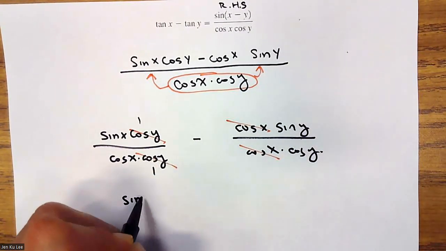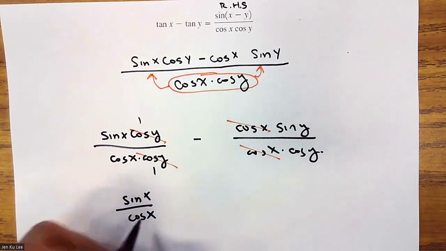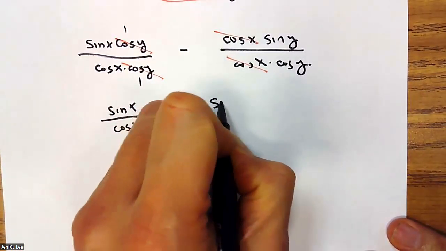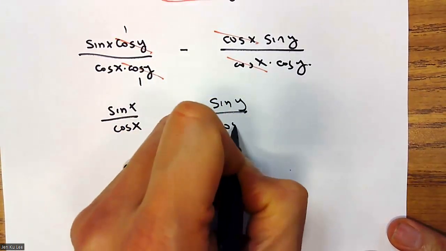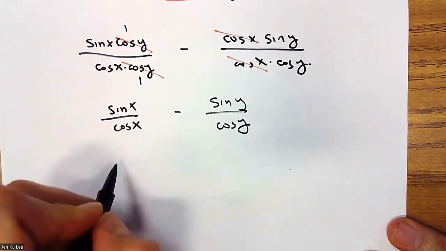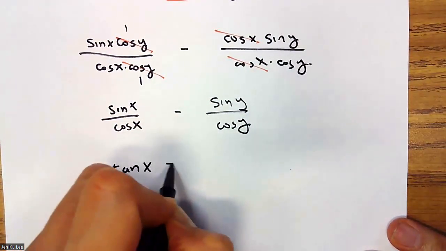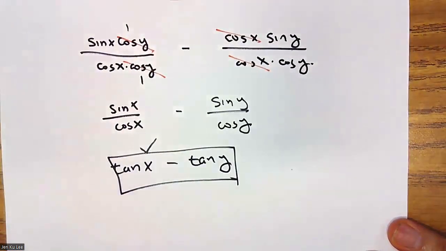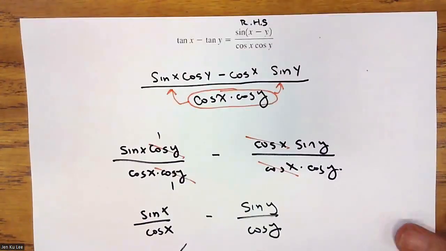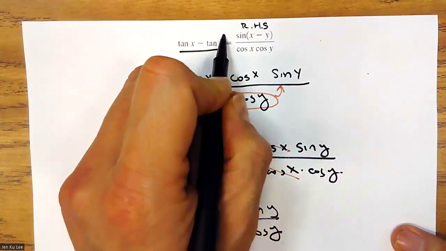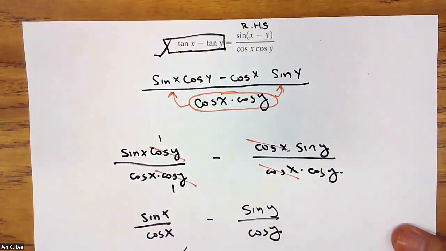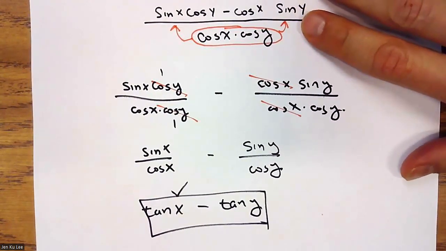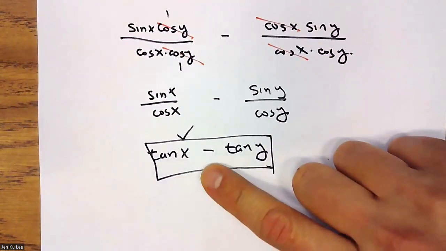So I have sine of x over cosine of x minus sine of y over cosine of y. Sine over cosine is tangent, which is the same thing that I have up here. Okay? So I started off with my right-hand side, I did all of this, and I got this, right?